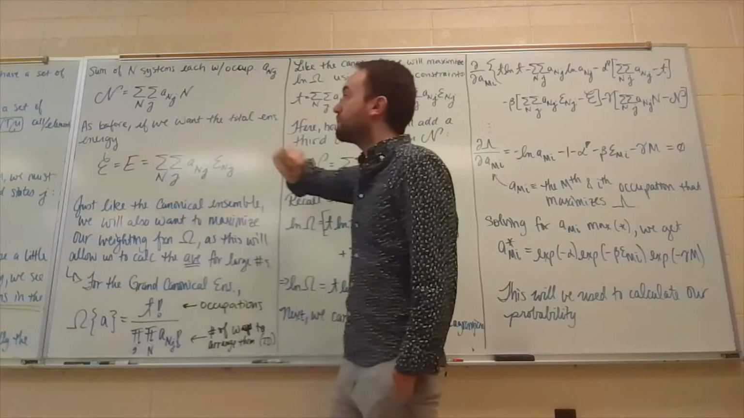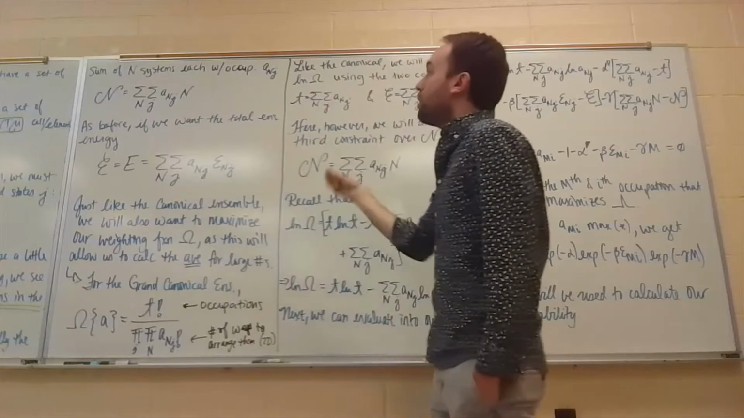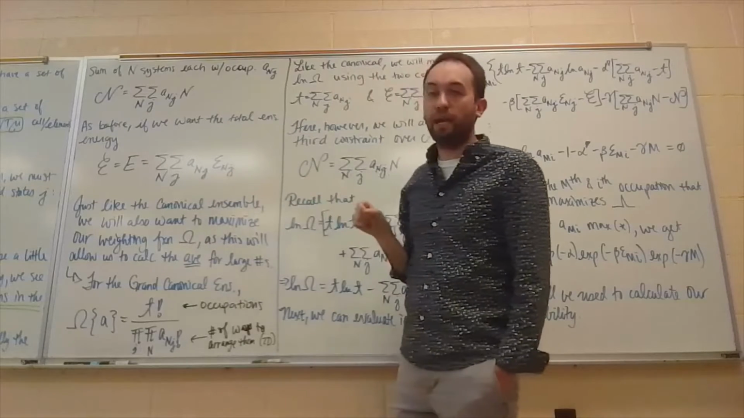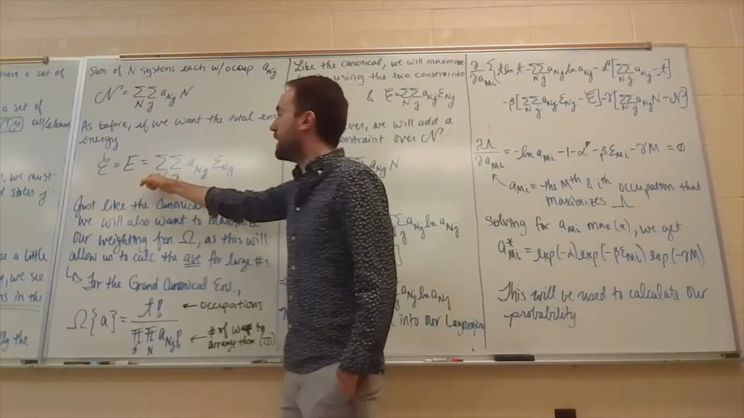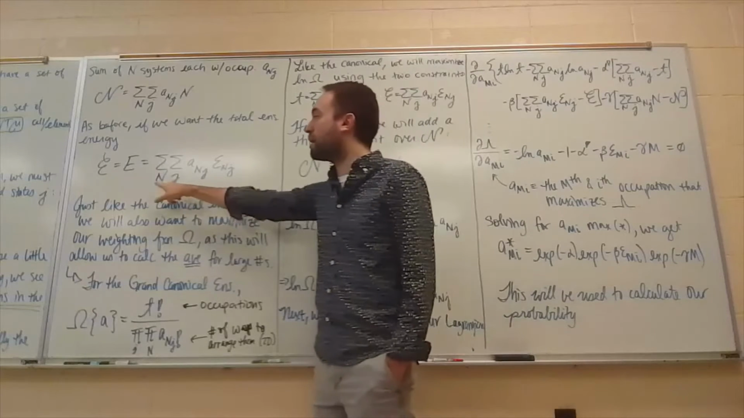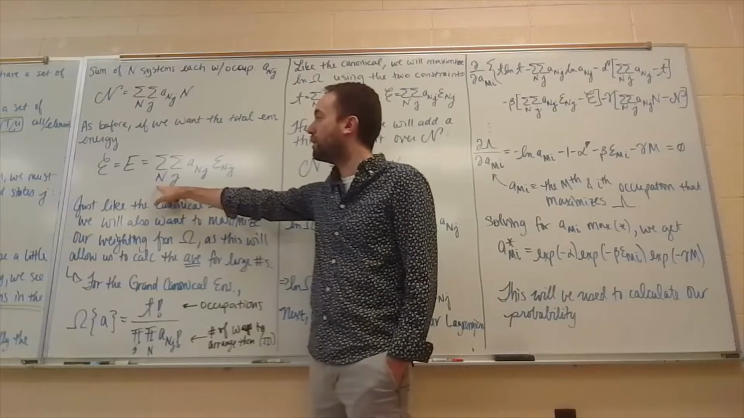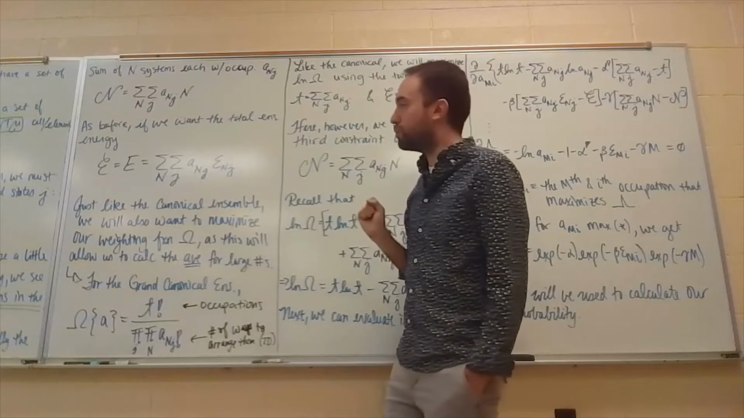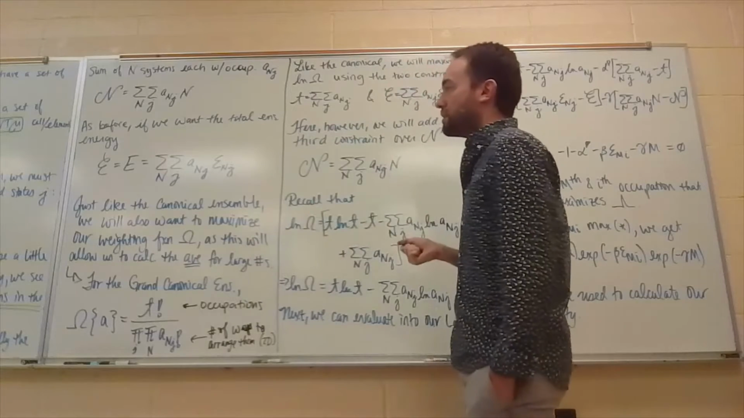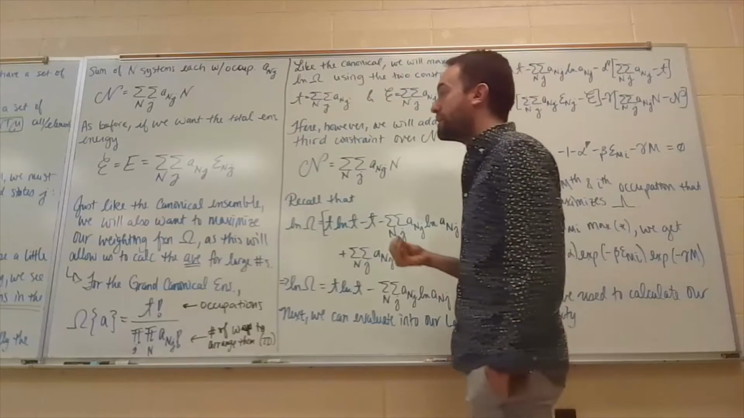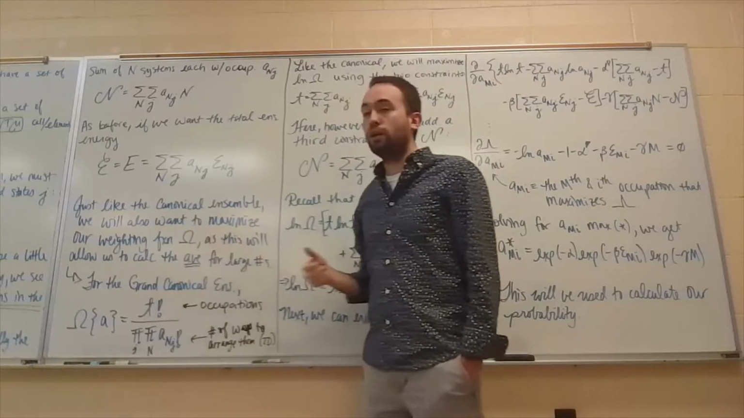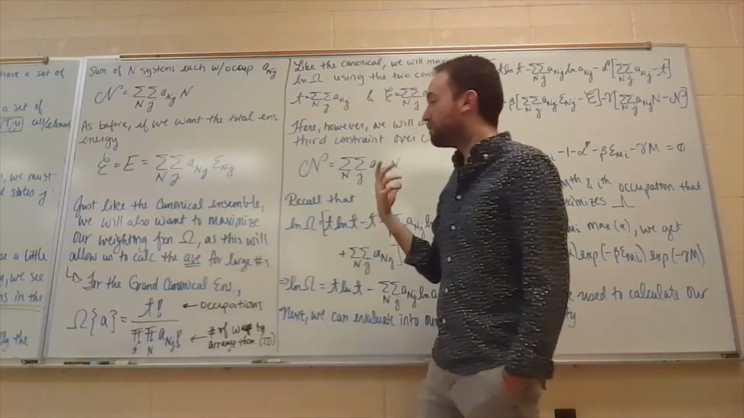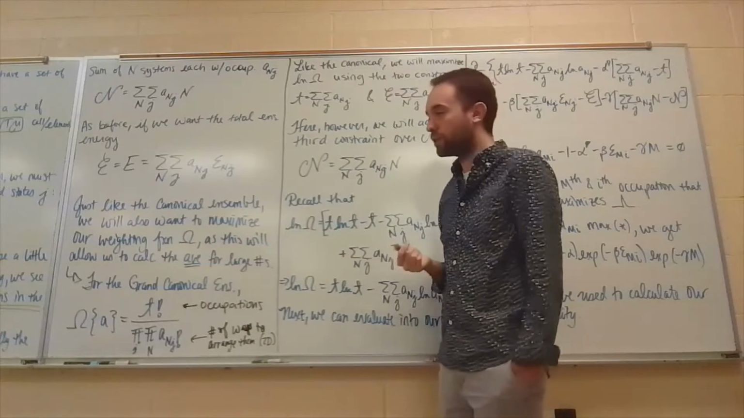As before, if we want the total ensemble energy, I'm going to take my occupations and multiply it by my energies. And in this case, I'm looping over N and J again, looping over all of my number of particles within a group and the specific energy of that group. Just like the canonical ensemble, we will also want to maximize our weighting function, omega, which depends on the number of states, as this will allow us to calculate the average properties for large numbers of systems.